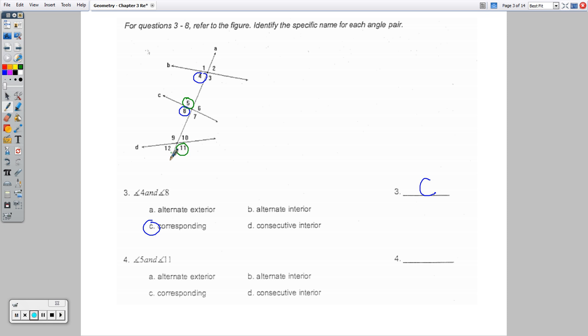If I look at 5 and 11, I'll do this one in green, 5 and 11, that would be with respect to this transversal and these two lines right here, C and D. Those would be on alternate sides of the transversal, and they're on the exterior of these two lines. They're not sandwiched in between, they're on the outside of those two. That would be choice A, alternate exterior angles for 5 and 11.